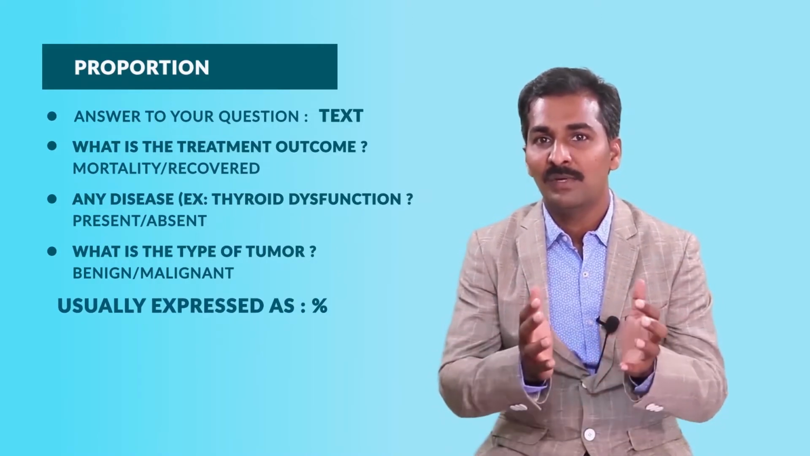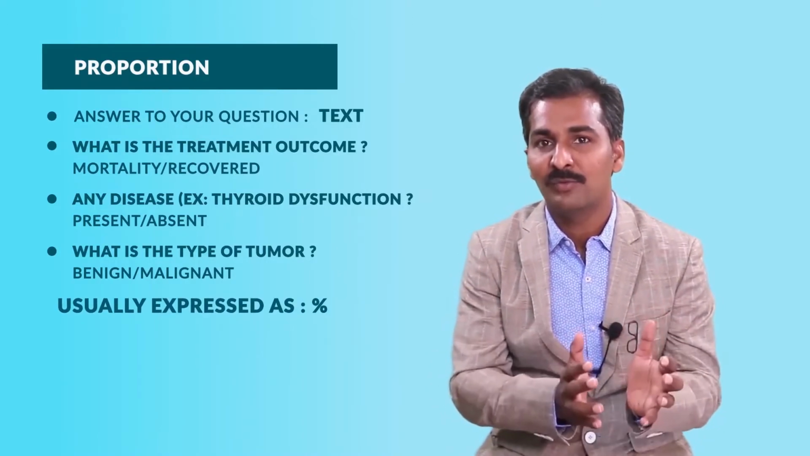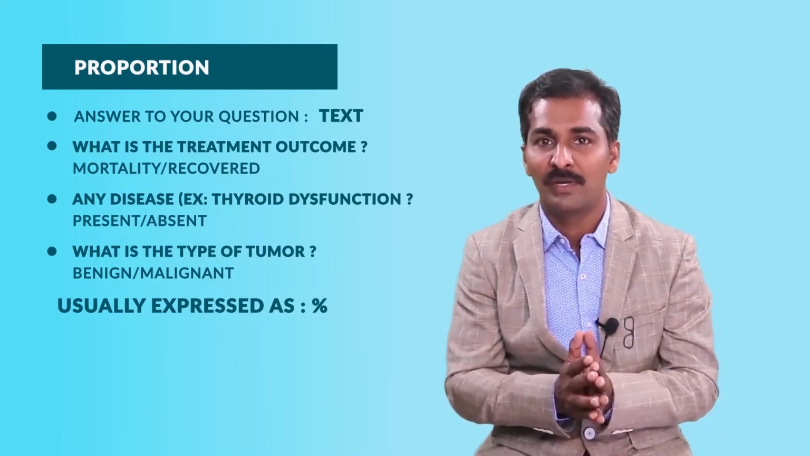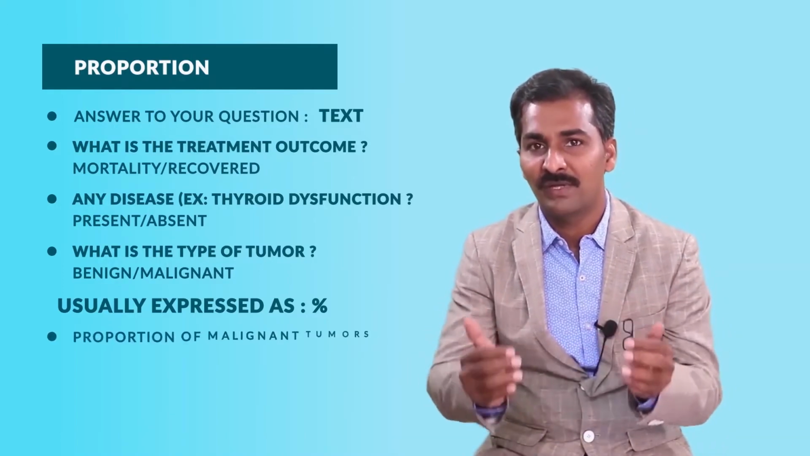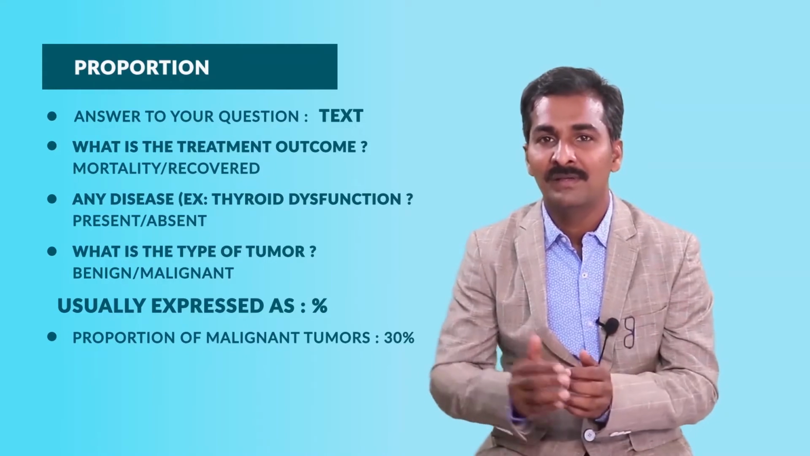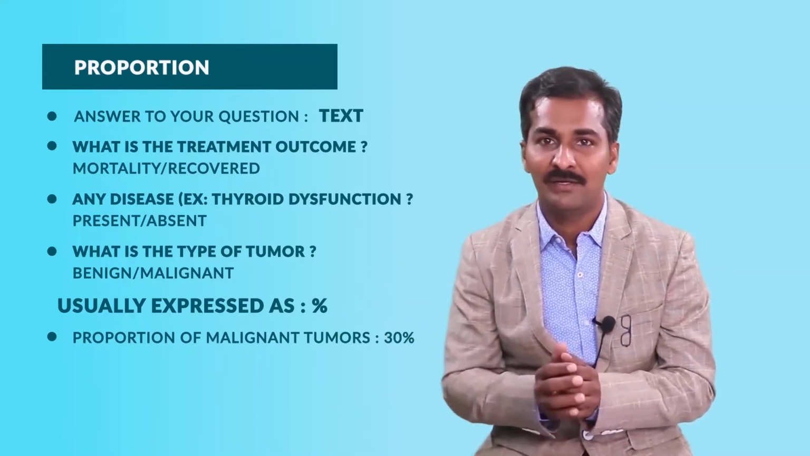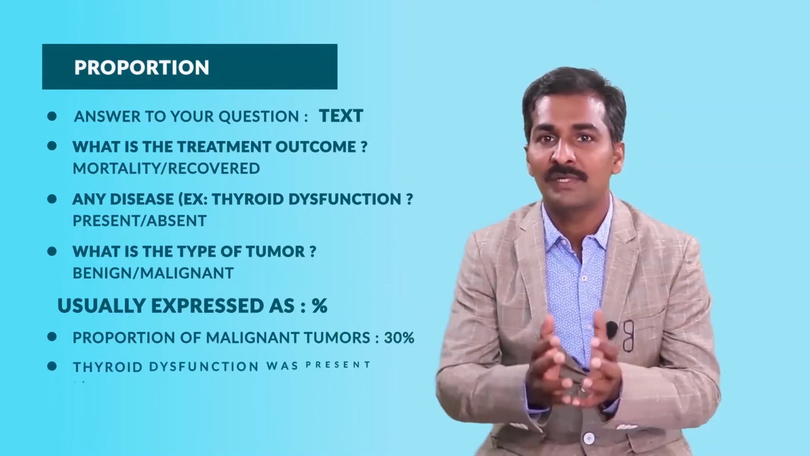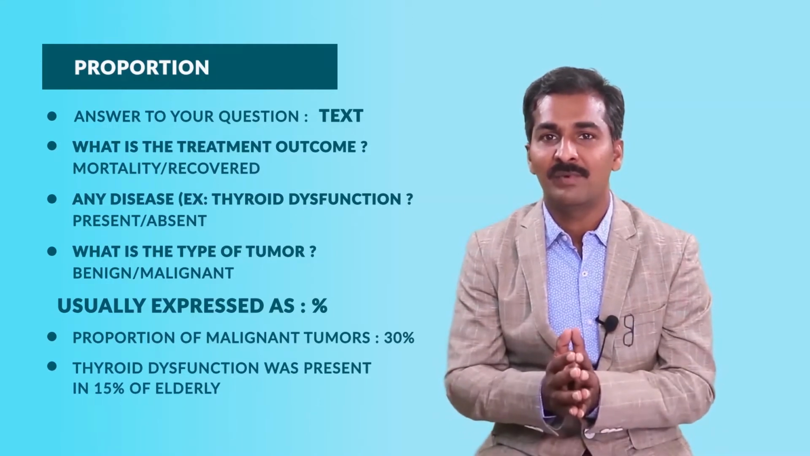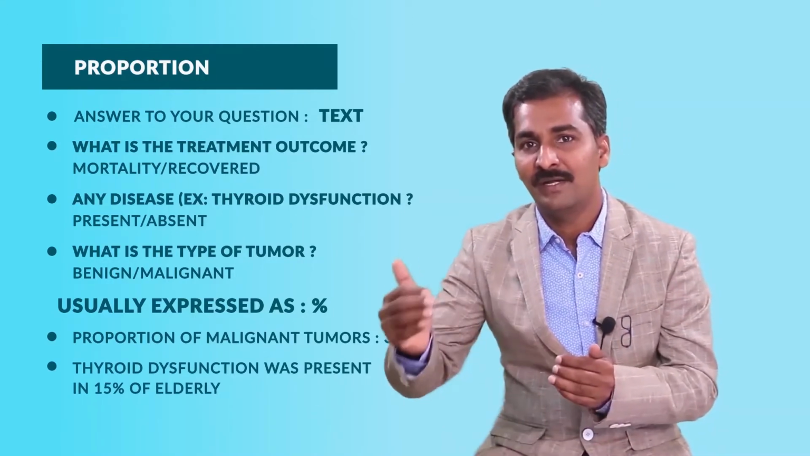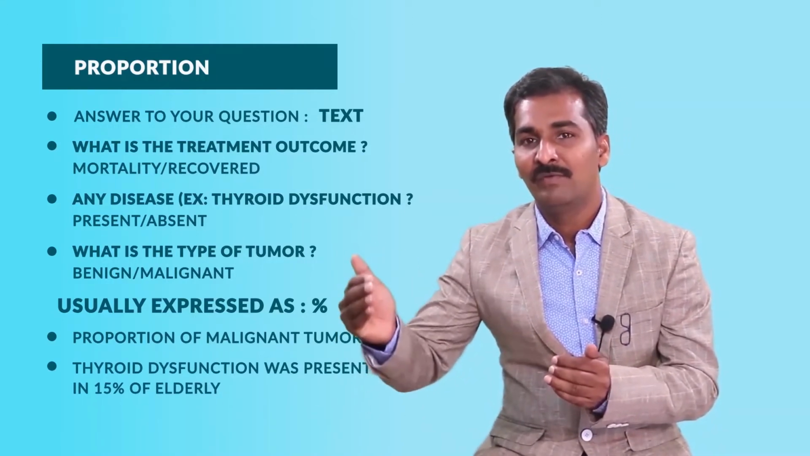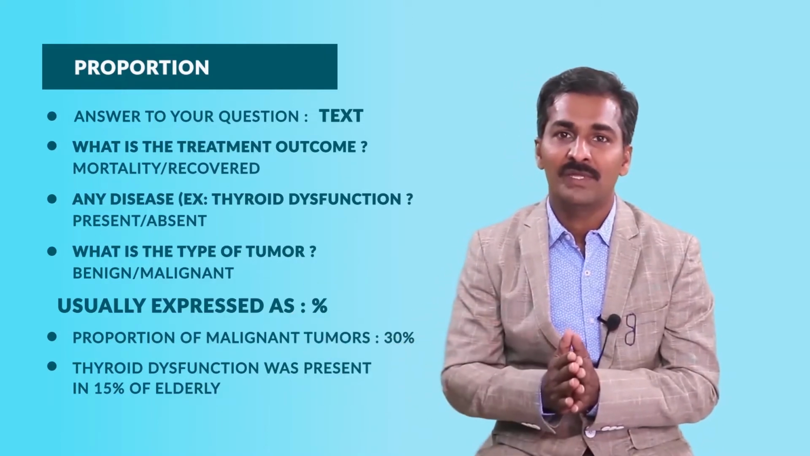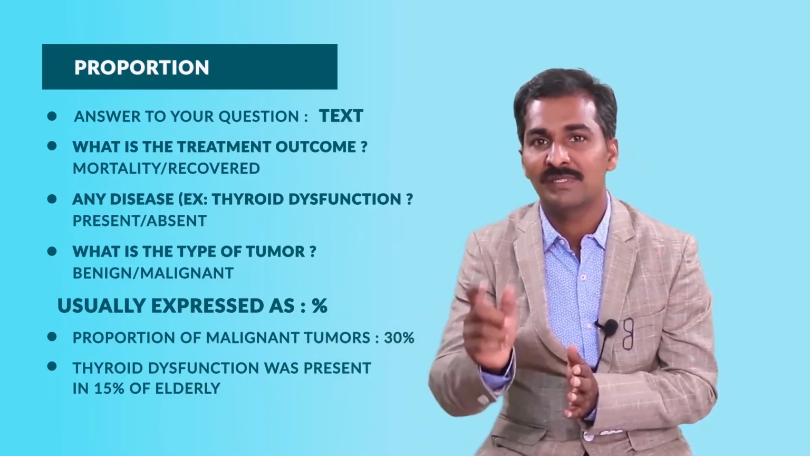For example, what is the proportion of malignant tumors among postmenopausal women? Usually you say, okay, out of the 100 women I have tested, 30% had malignant tumor. What is the proportion of thyroid dysfunction among elderly people? I have studied 100 people, out of that I found 15% of them to have thyroid dysfunction. So it is usually expressed as a percentage.